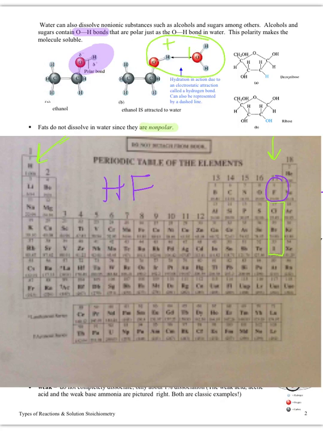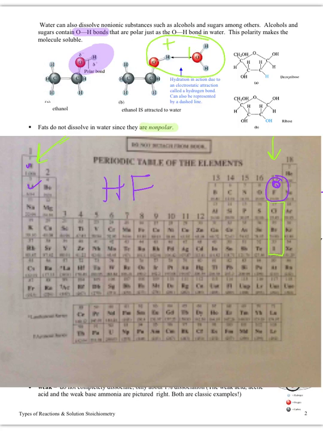It has 9 protons and only 2 energy levels. Here's 1, 2 energy levels. So it's really small, it's really electronegative. We're going to have to use lots of energy to break that HF bond, so it doesn't dissociate or break apart readily. As a result, it's not a strong acid. Don't be fooled, just because it's not strong doesn't mean it's not dangerous.